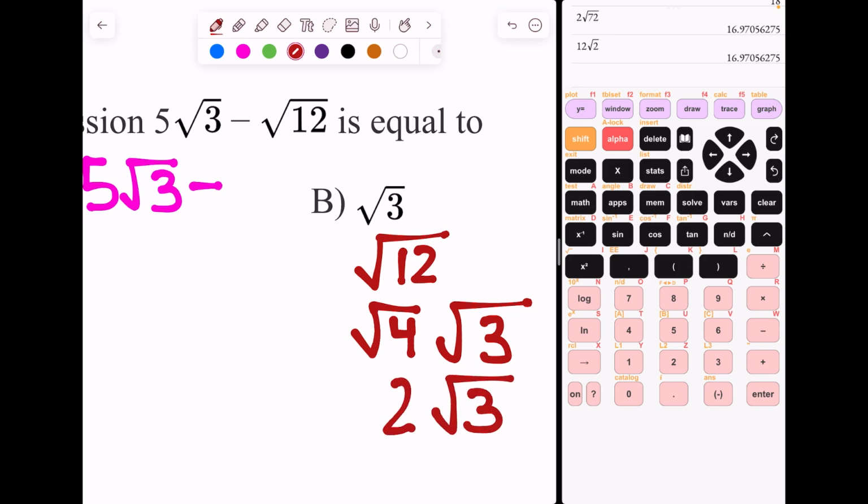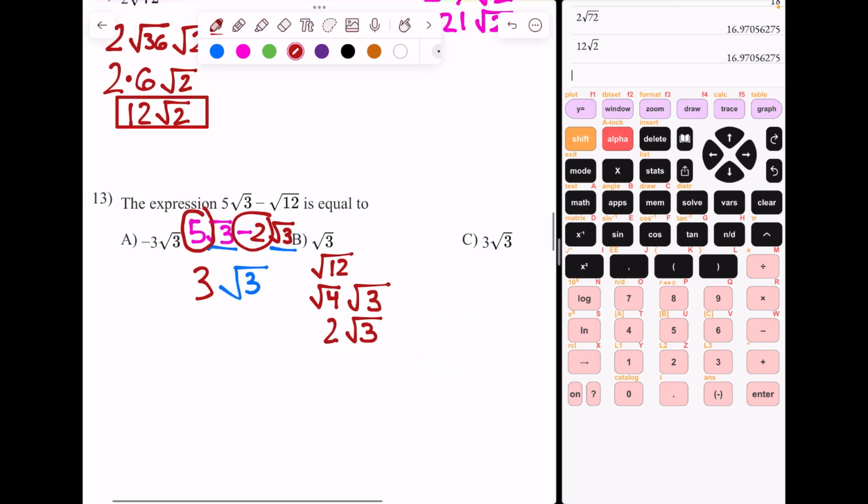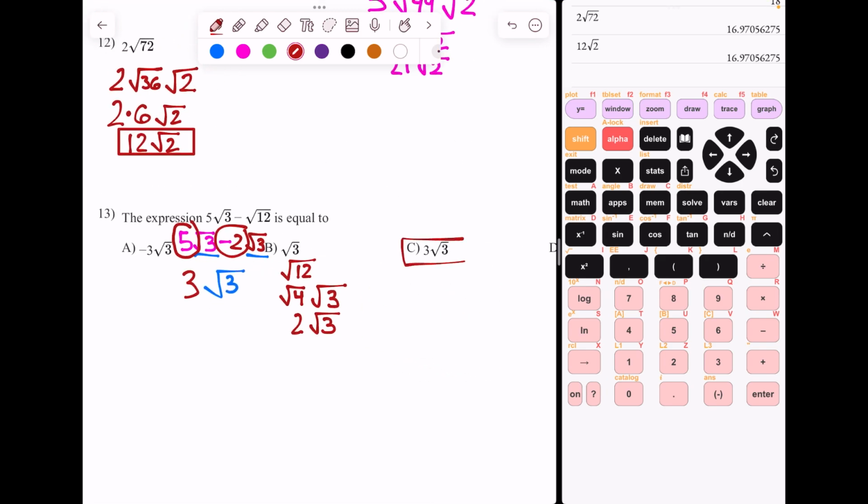Leave square root of 3 alone. So I get 2 square root of 3. And now these are like terms. Square root of 3 is the same thing as square root of 3, so leave that alone. And we are just going to worry about these outside coefficients. 5 minus 2 is 3. So our answer is 3 square root of 3, which is choice C.